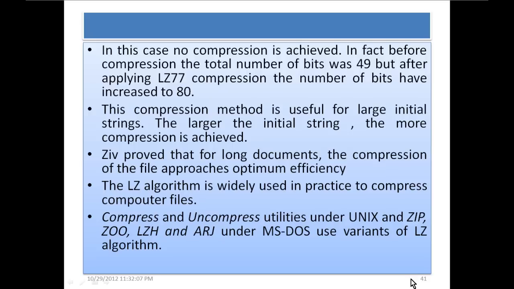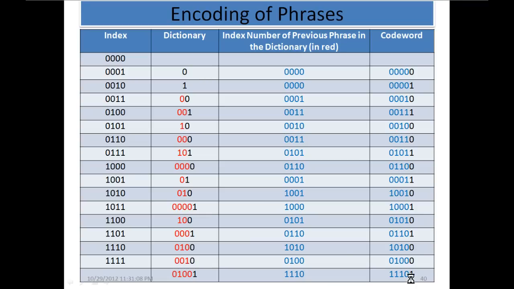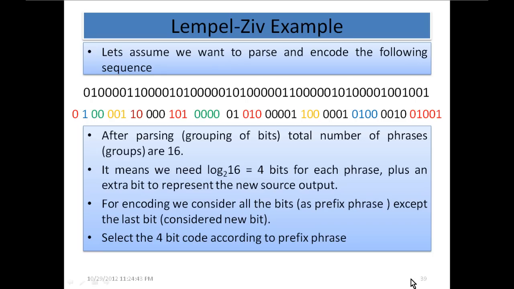In this case, no compression is achieved. In fact, before compression, the total number of bits was 49, but after applying LZ77 compression, the number of bits has increased to 80. As you can see, if you count the total number of bits from here to here, they are 49.